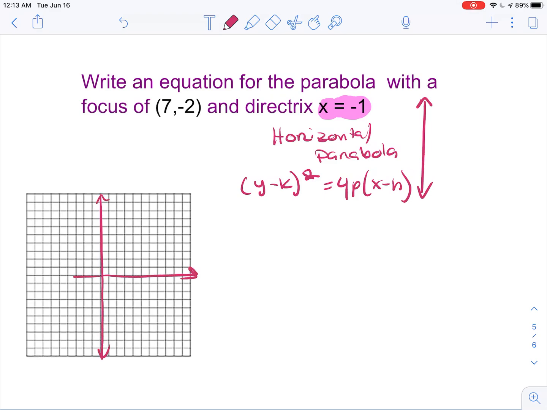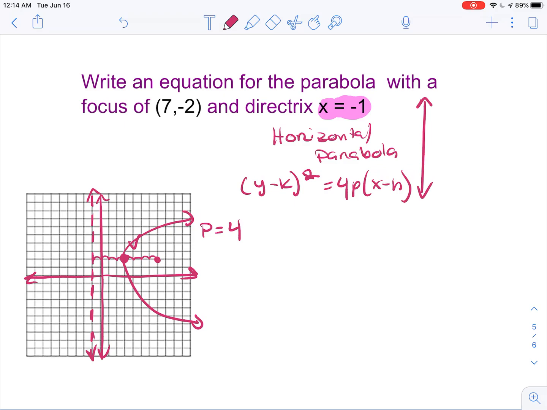Okay, so I'm going to draw my coordinate plane. My focus is 1, 2, 3, 4, 5, 6, 7, and 2. My directrix is x equal to -1. Now we need to find the halfway point from here to there. So 1, 2, 3, 4, 5, 6, 7, 8 boxes, which means that p is going to be half of that. So p is going to be 4 boxes. 1, 2, 3, 4. So my vertex is going to be right there, and it is going to open up towards my focus.